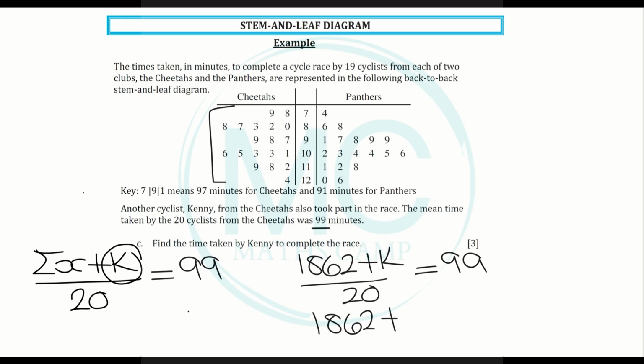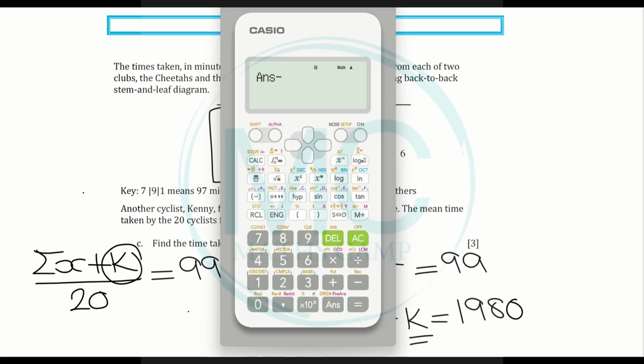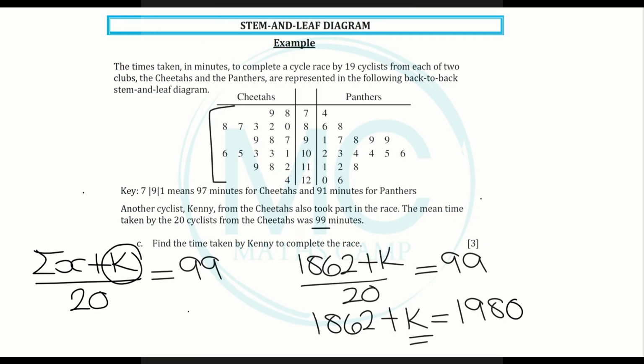So 1,862 plus K is equal to 1,980. To find K, let's subtract 1,862 from both sides. And say 1,980 minus 1,862 is equal to 118. This was Kenny's time. So up here, I'm going to say that K is equal to 118.